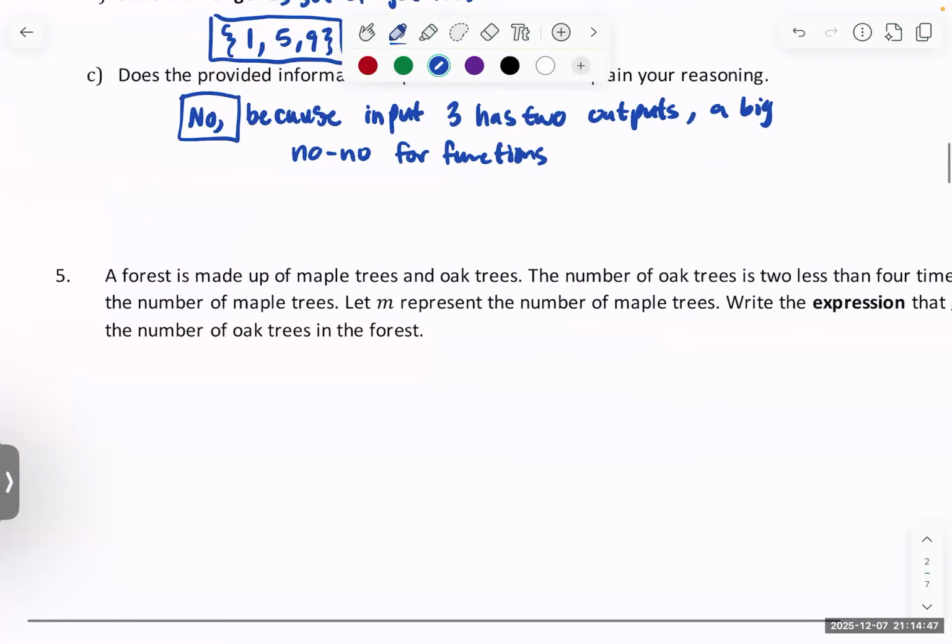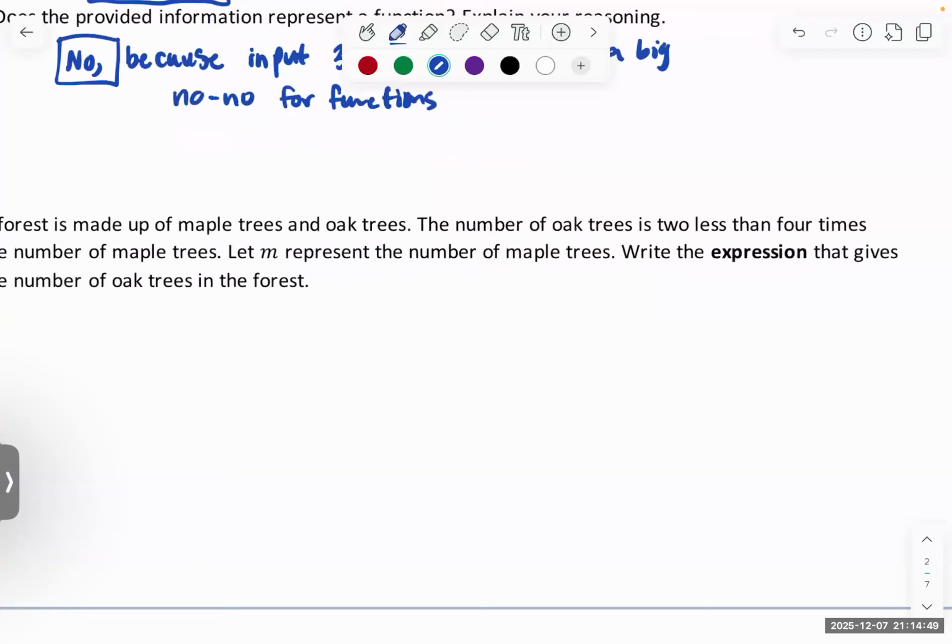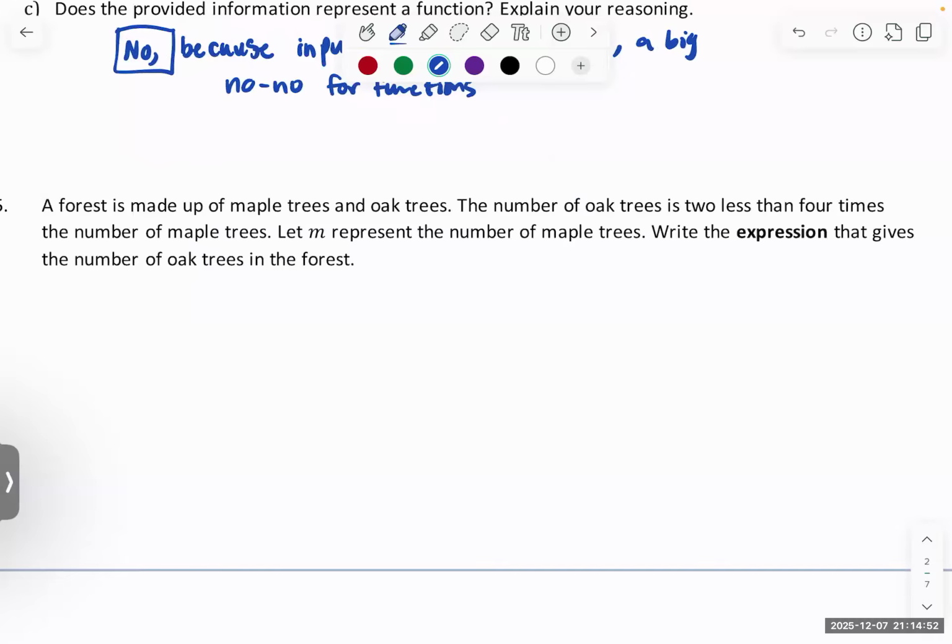Okay, a forest is made up of maple trees and oak trees. The number of oak trees is 2 less than 4 times the number of maple trees. Let M represent the number of maple trees. Write the expression that gives the number of oak trees in the forest.